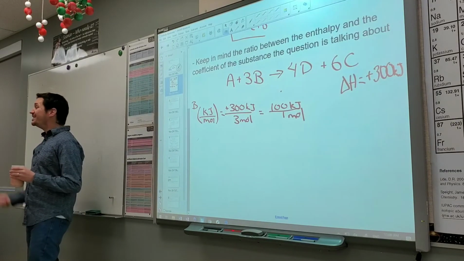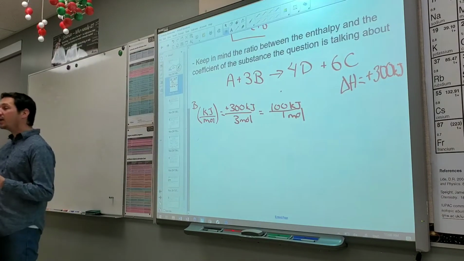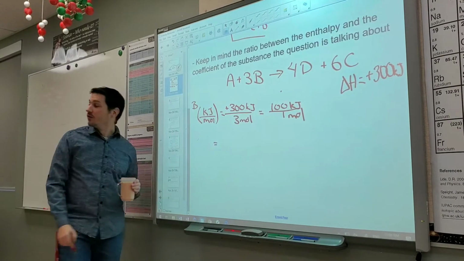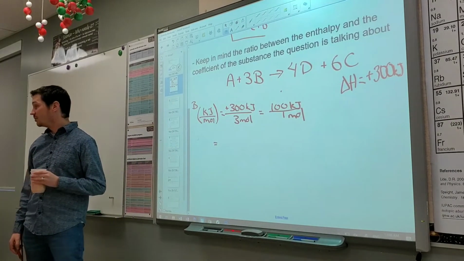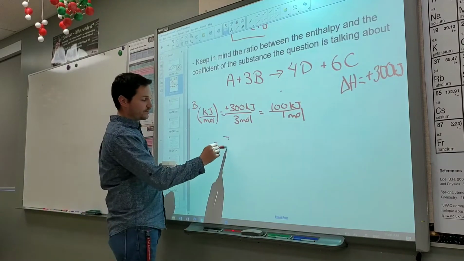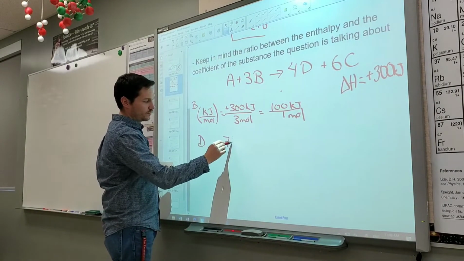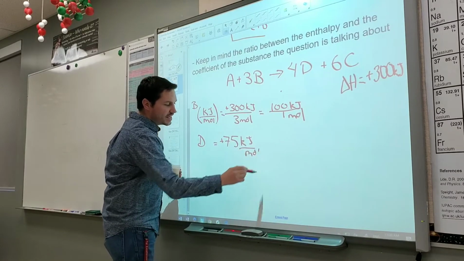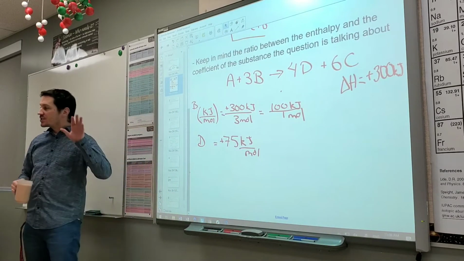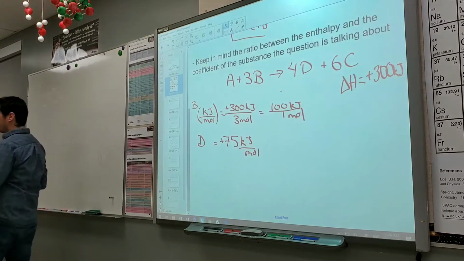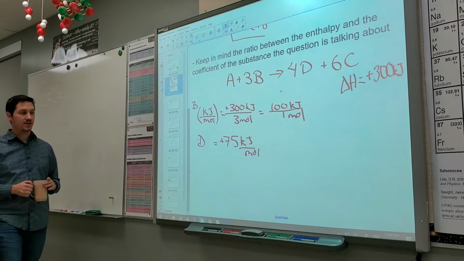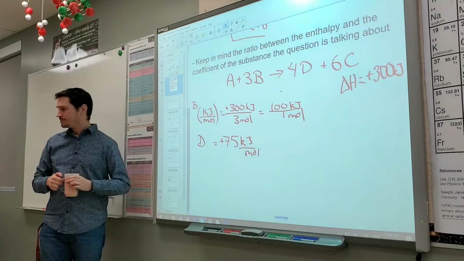What's it going to be from D's perspective? Is it going to be higher or lower? Lower. It's going to be lower. So from D's perspective, what's it going to be? 75. Just keep that in mind, because that's a really easy bit of information to gather, and it will help you out tremendously when we're doing these unit analysis problems.